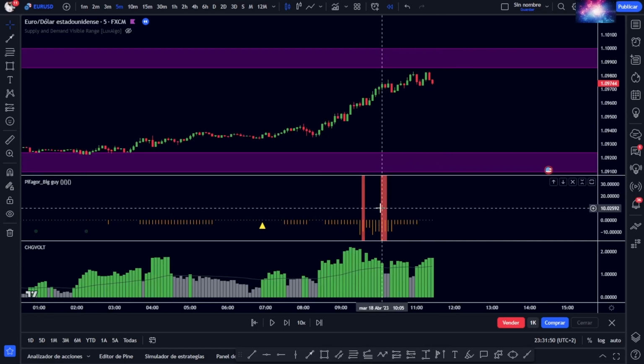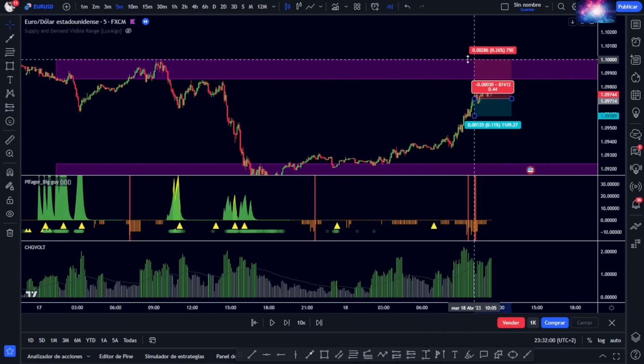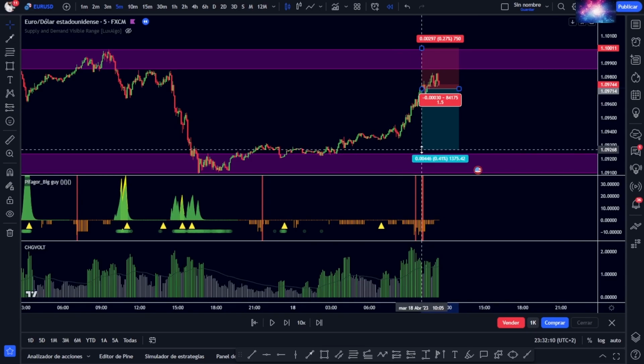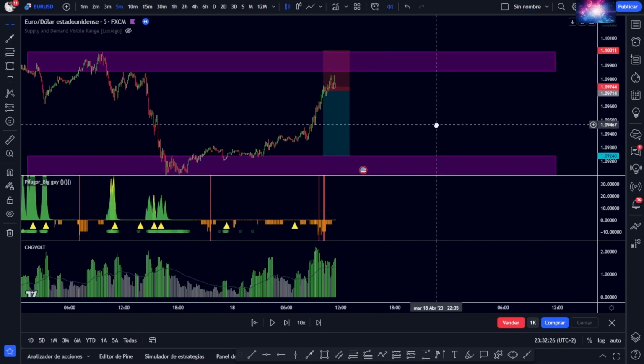Even so, simply looking at this red tape we could directly place our operation in that area, with the stop loss above that supply zone, and with the take profit at 1.5 ratio, or even reaching the demand zone or the other end of the range. We would have something like this.